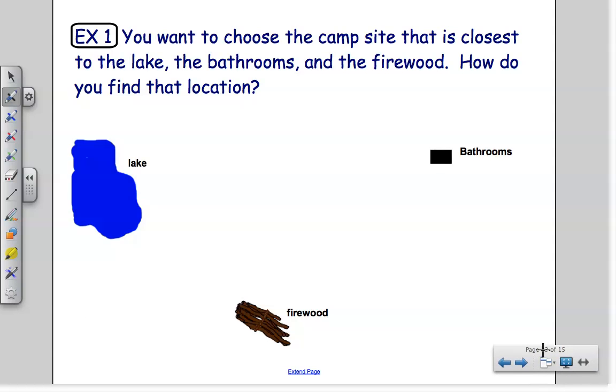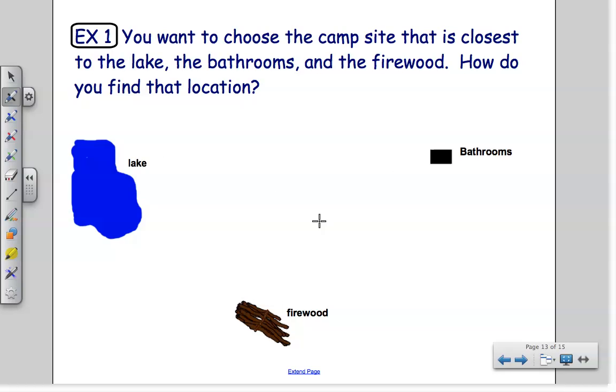In an example here, which is kind of neat, if you were going camping, it looks like, and it says you want to choose the campsite that's closest to the lake, the bathrooms, and the firewood. All important locations that you're going to need to get to at some point while you're camping. And you want to find where in here am I going to go so that I would be the same distance from all three of these. Well, how could you find that point? What would that point be called? You want a point that's the same distance from three different locations.